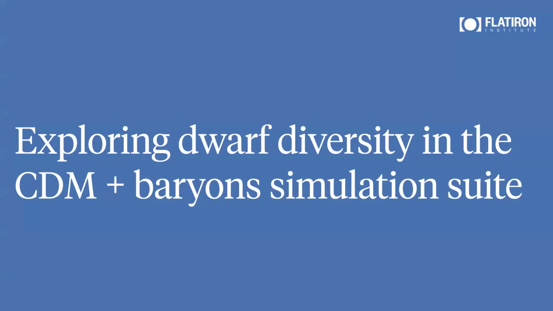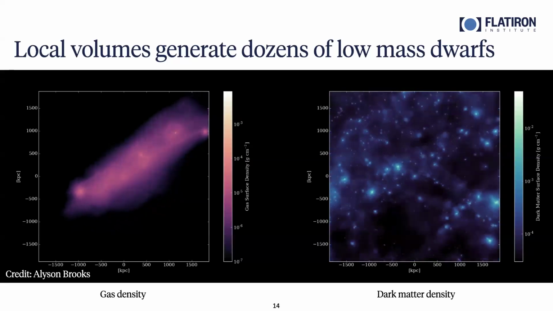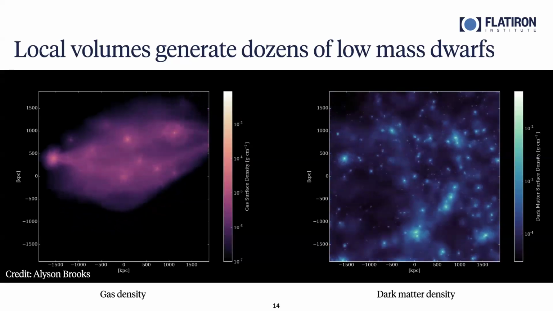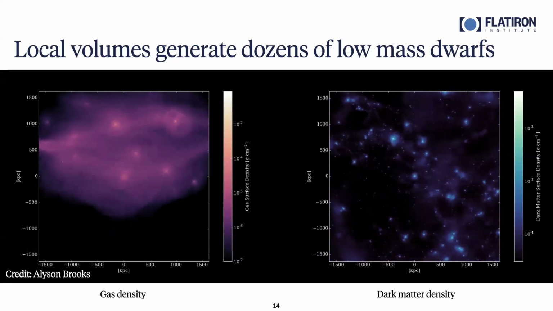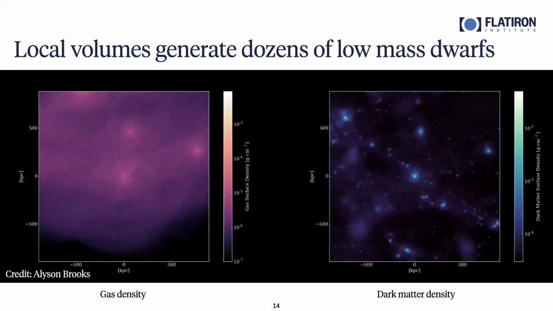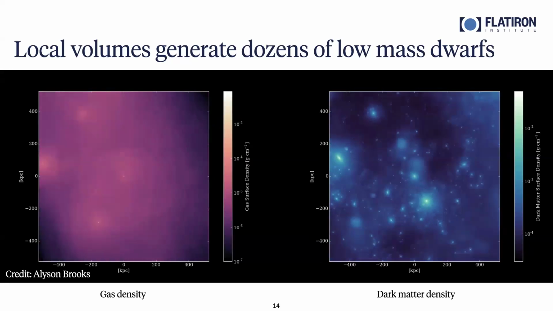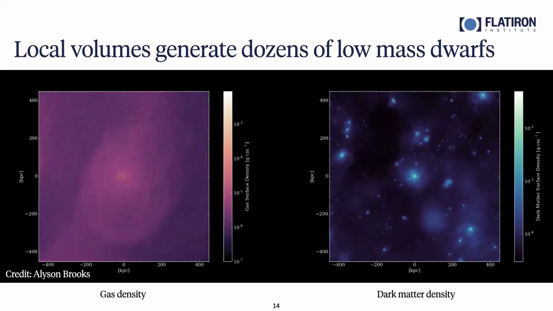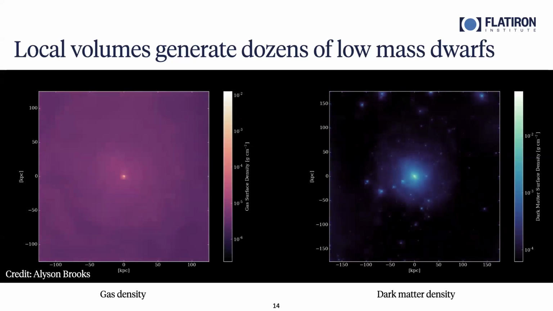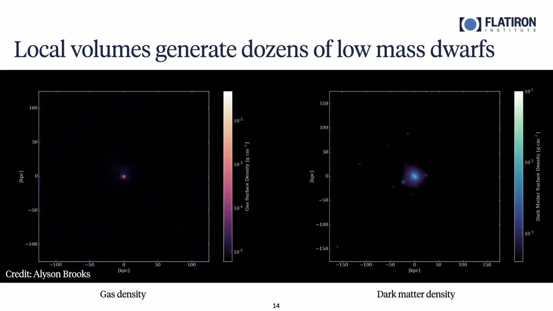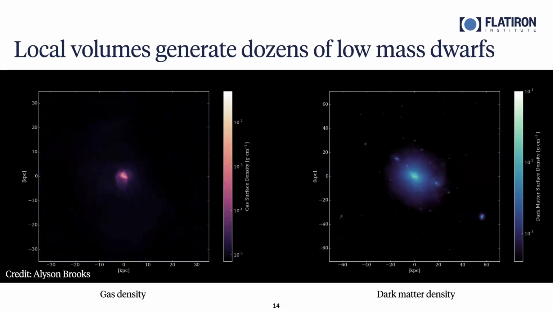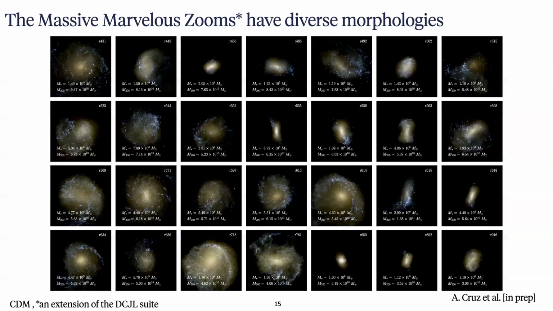Okay, so now I'm going to talk about the CDM and baryons simulation suite. I'll just tell you a little bit about it. The first set of simulations comes from this sort of box. So we do a zoom several times, and we produce several different volumes. This allows us to produce dozens of dwarfs down to ultra-faints. That's basically what this is demonstrating: you can get down to very low surface densities in both gas and dark matter in these simulations. And I'll show the mass scale of those in a second.